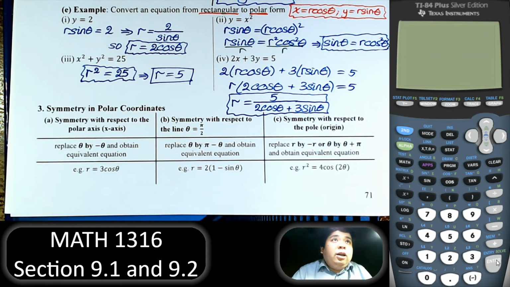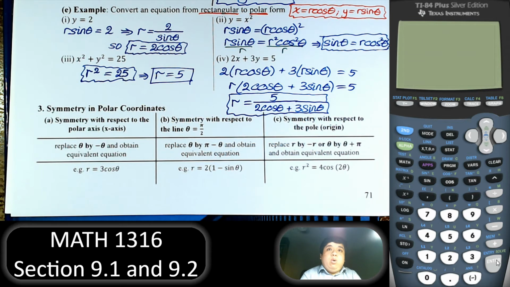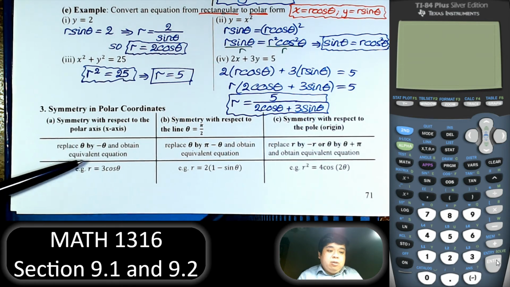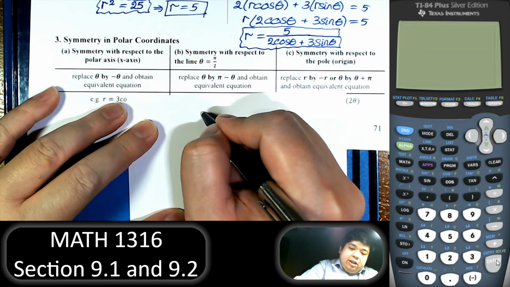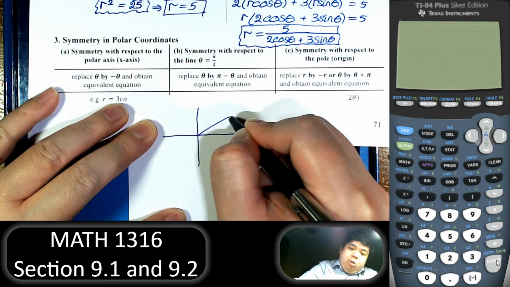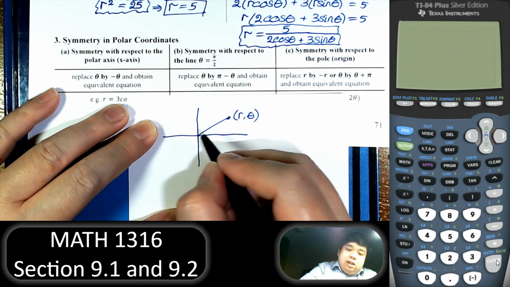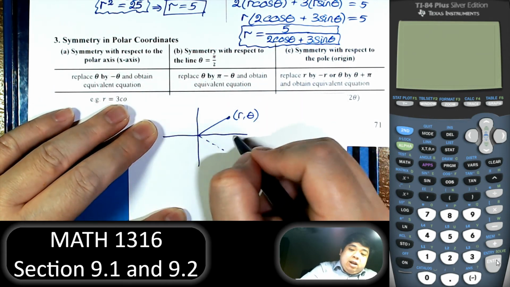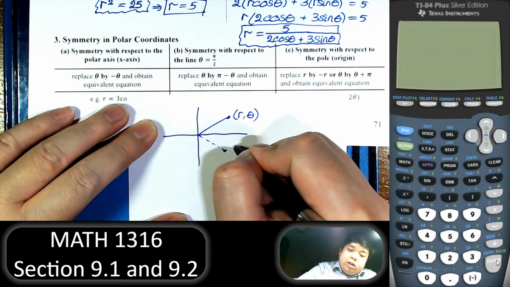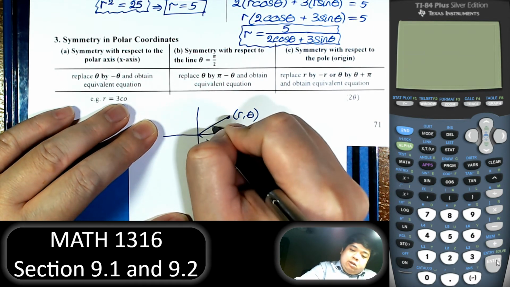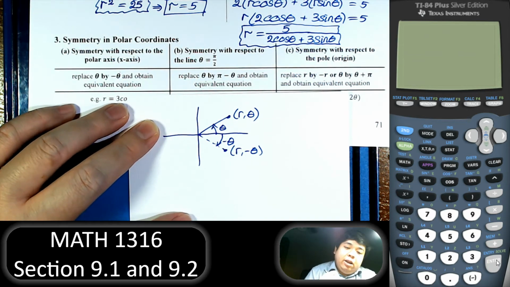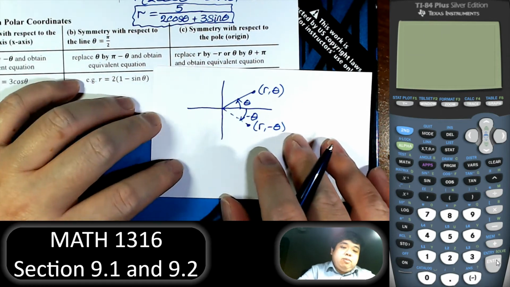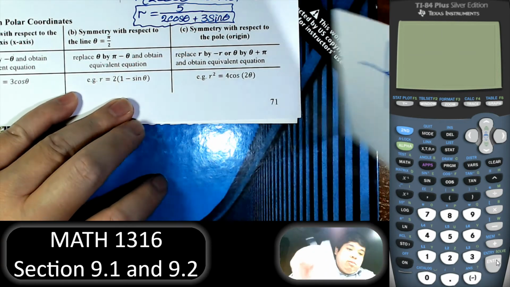Right. Next, symmetry in polar coordinates. This is not the focus of the section, but I'm just going to demonstrate real quick. If we have the point r and theta like that, the point symmetric with respect to the x-axis, or the polar axis, is r and negative theta, because this is positive and that is negative. Just straightforward.